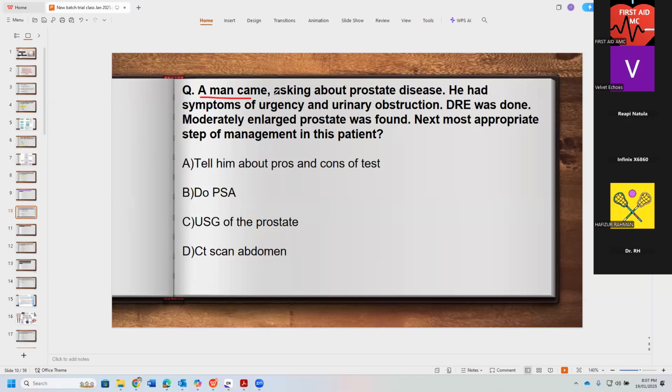A man came asking about prostate disease. He had symptoms of urgency and urinary obstruction. You did a digital rectal examination. You felt a moderately enlarged prostate. Oh no, I don't know why I'm having a lot of tongue lisp today. Moderately enlarged prostate was found. Next most appropriate step of management in this patient is tell him about the pros and cons of test. I don't know what test. Do a prostatic specific antigen level, ultrasound of the prostate, or CT scan of the abdomen.